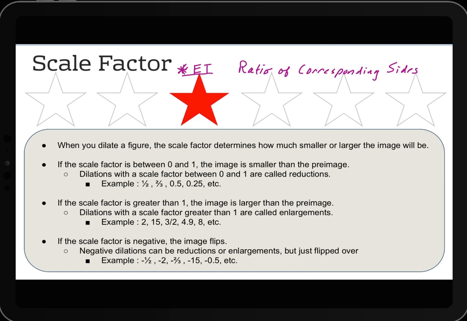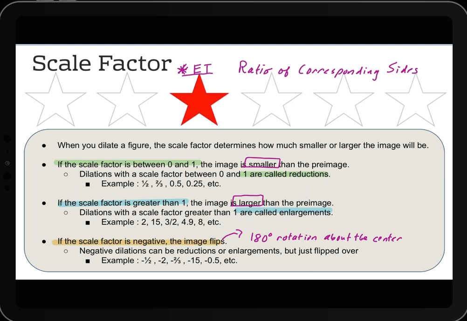And there's three instances to think about. Number one, if your scale factor is between 0 and 1, it will be a reduction. If your scale factor is greater than 1, it will be an enlargement, meaning it gets bigger as opposed to getting smaller, right? So again, a reduction is getting smaller, an enlargement makes it larger, and then lastly, we can see that if the scale factor is negative, the image flips. Now, more specifically, that refers to a 180-degree rotation about the center of dilation.